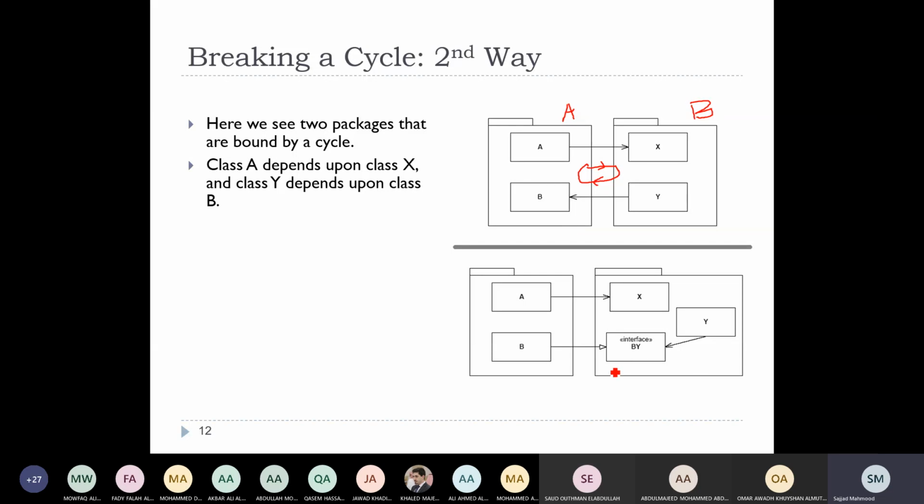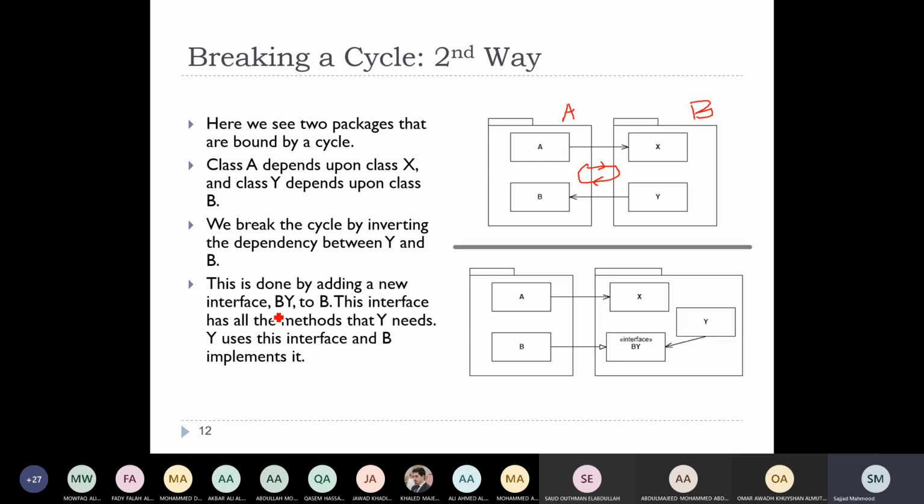Now, I'm already showing you the solution here, by the way. One way of breaking this, and this is, to be honest, a magic solution, you will see this interface concept popping up again and again, all right? The way we can break this cycle is by inverting the dependencies between Y and B. We can do that by adding a new interface called BY. This interface has all the methods Y needs, and Y uses this interface and B implements it.